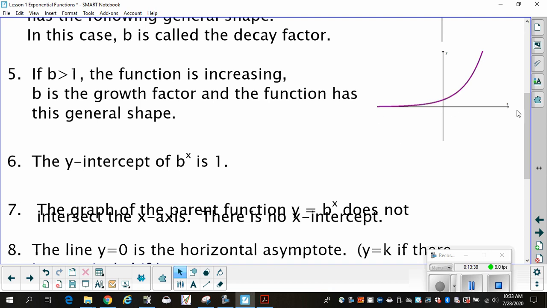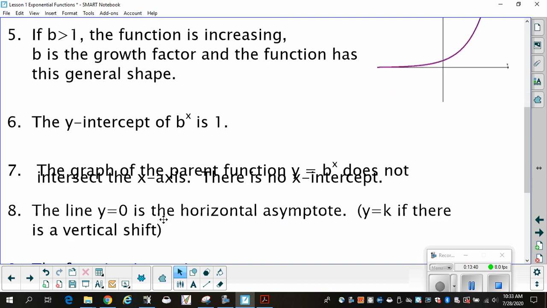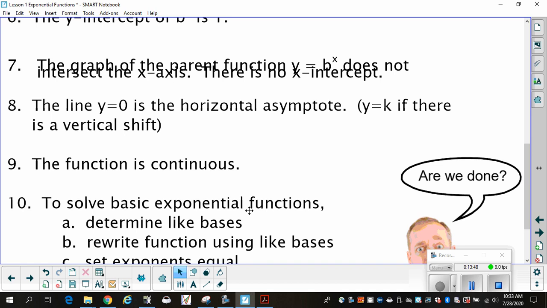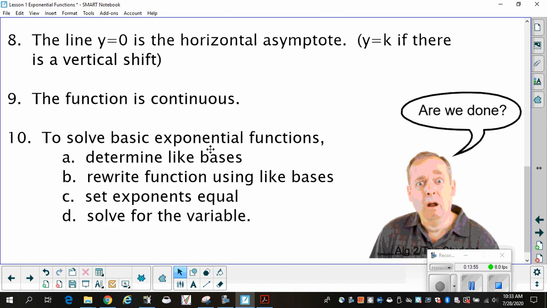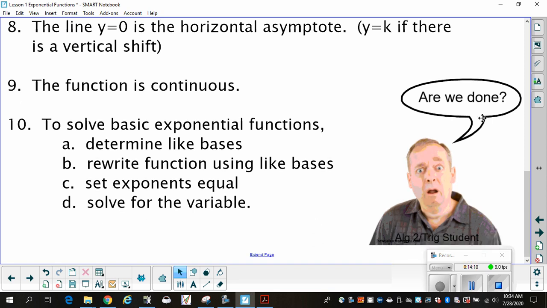There is no x-intercept for the parent function. The line y equals 0 is the horizontal asymptote of the parent function. y equals k is the asymptote if there's a vertical shift. The function is continuous. I can put my pen or pencil down and draw it without ever lifting it up. When we get to solving basic exponential functions, you determine like bases, rewrite the function using like bases. Then, since the bases are equal, the exponents are equal, so you just set the exponents equal to one another and solve for the variable. Are you done yet? For this lesson, you're done.